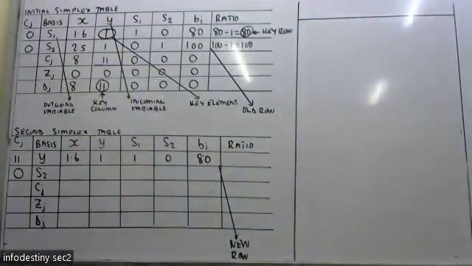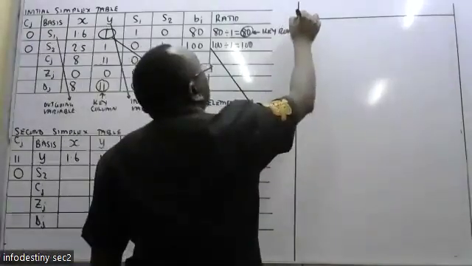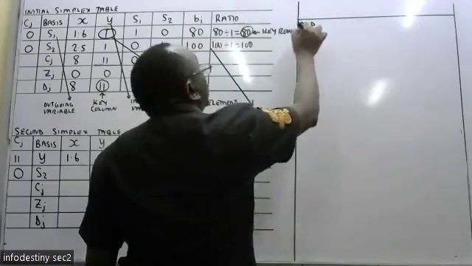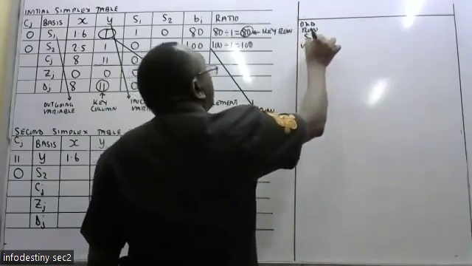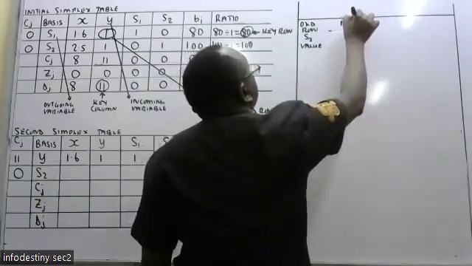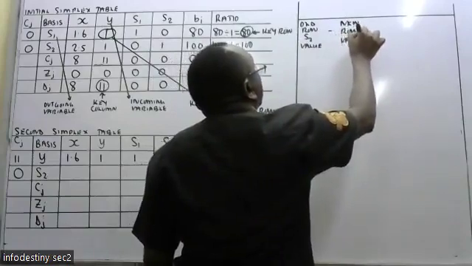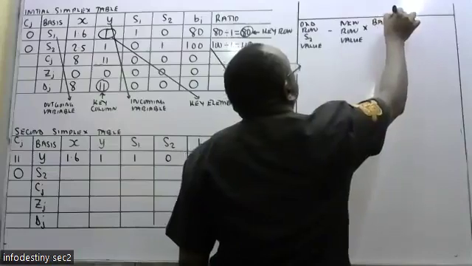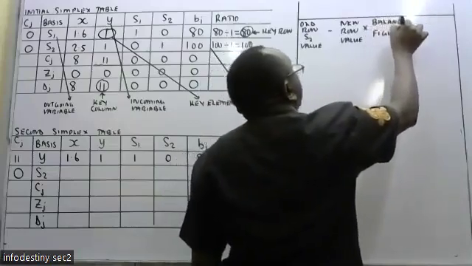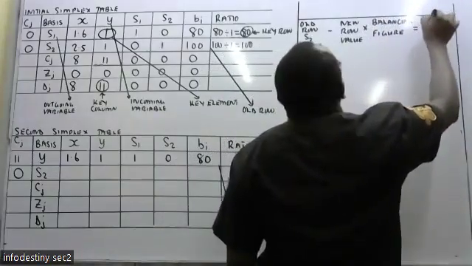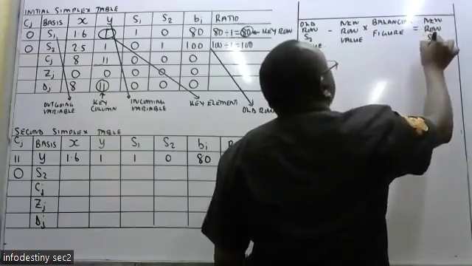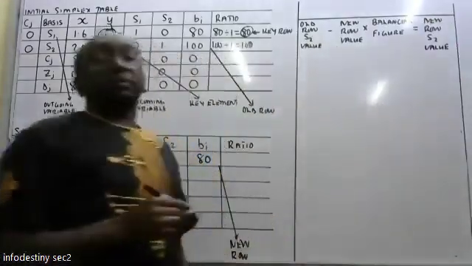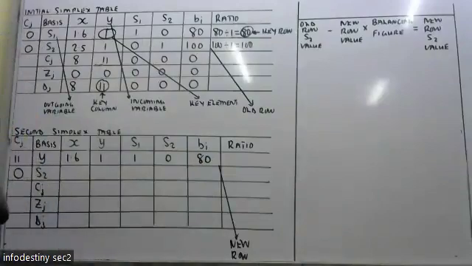Then there is a formula that is in your notes, that is now going to help us get the values of S2. That formula is going to be like this: old row S2 value minus new row value multiplied by balancing figure, it will give you new row S2 value. Look at your formula. Old row S2 value minus new row value times balancing figure is equal to new row S2 value.